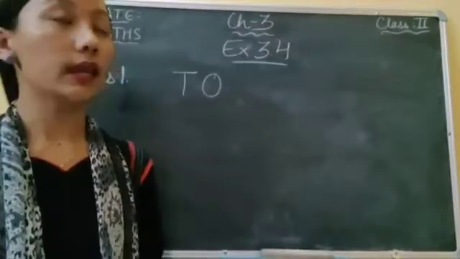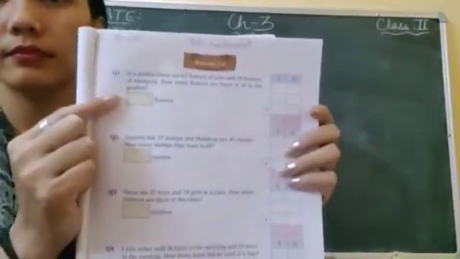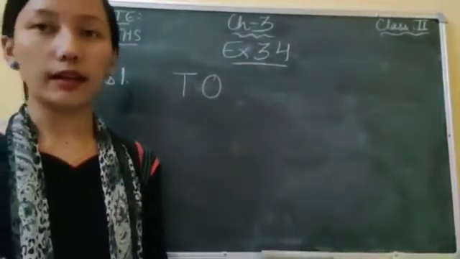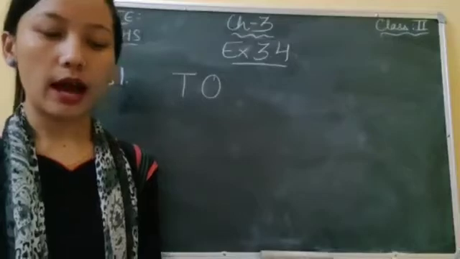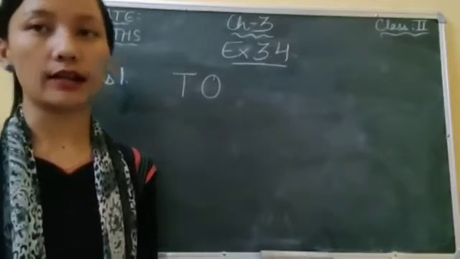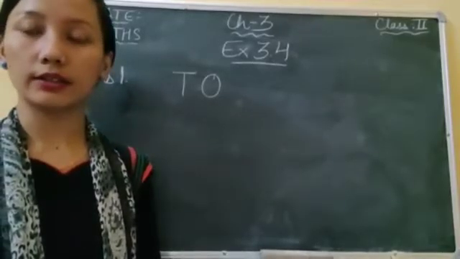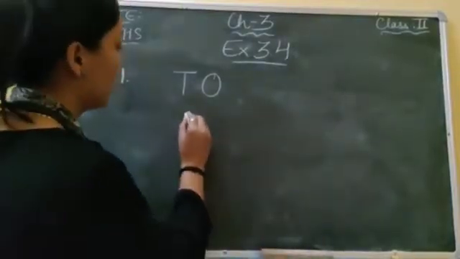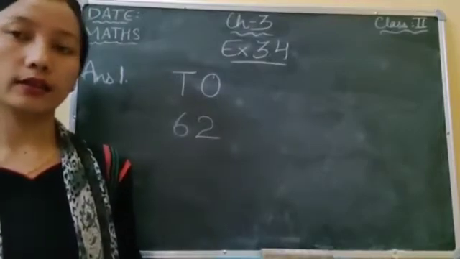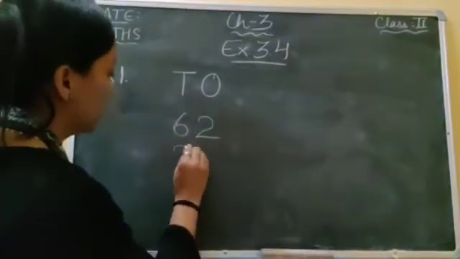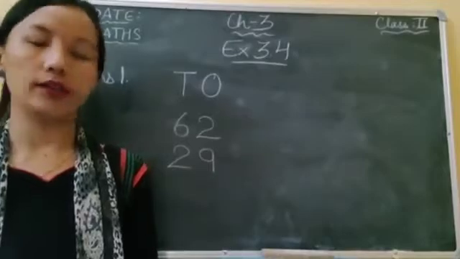Okay, students? Here is exercise 3.4. Question number 1 says, in a garden there are 62 flowers of rose and 29 flowers of marigold. How many flowers are there in all in the garden? Okay, students, now tell me, how many flowers of rose are there in the garden? Yes, 62. So write 62. And how many flowers of marigold are there? Yes, 29. Now tell me, how many flowers are there in all in the garden?